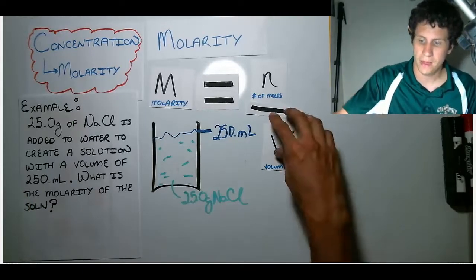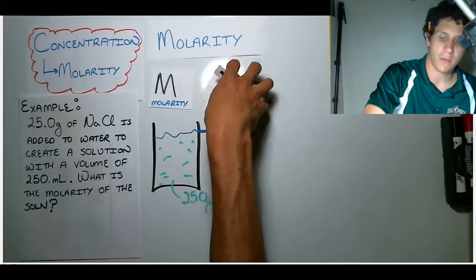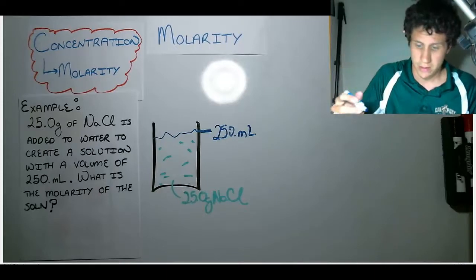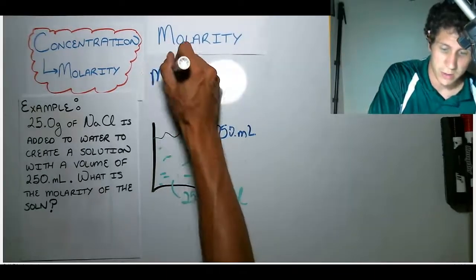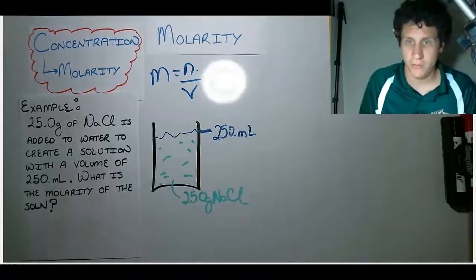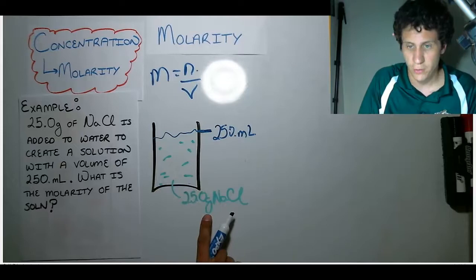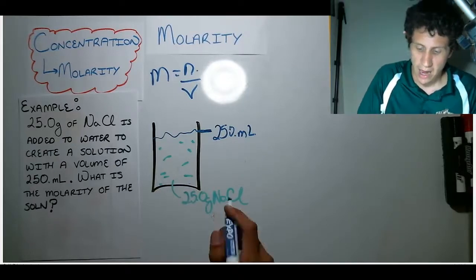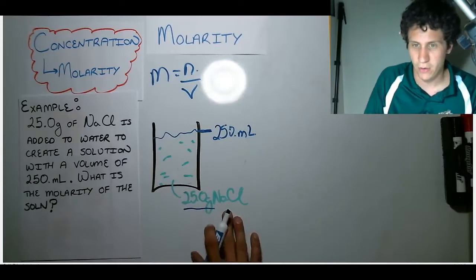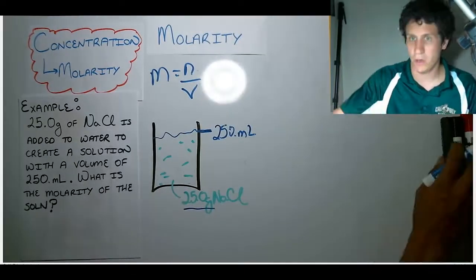Well, we know the equation here is molarity equals the number of moles over volume. So molarity equals N over V. The problem is I don't have the number of moles, but I do. It's actually hidden right here. If you'll remember from our last two videos, we found a way to relate the mass of a chemical to the number of moles of that chemical. So that's the first thing we're going to do.